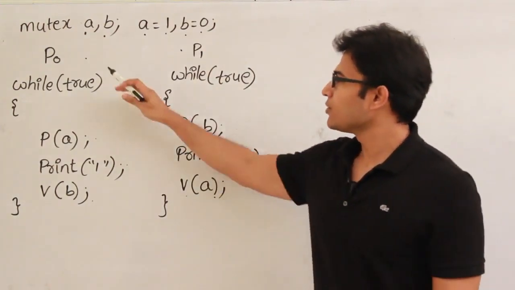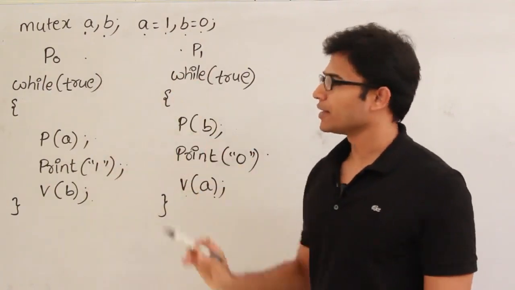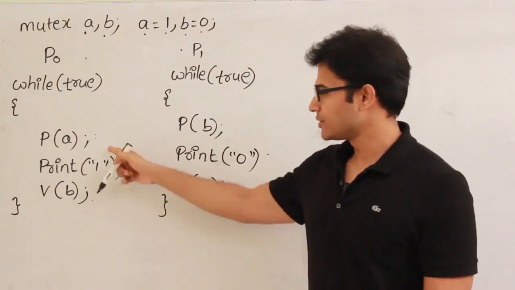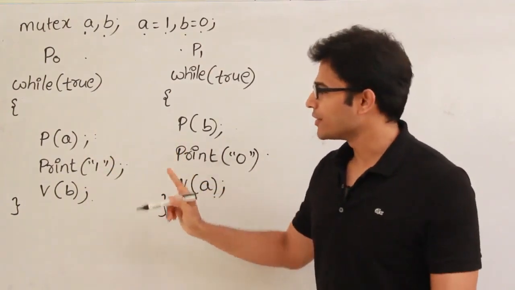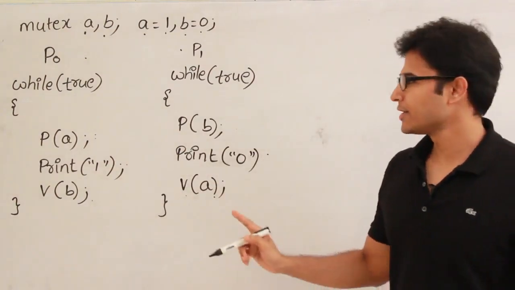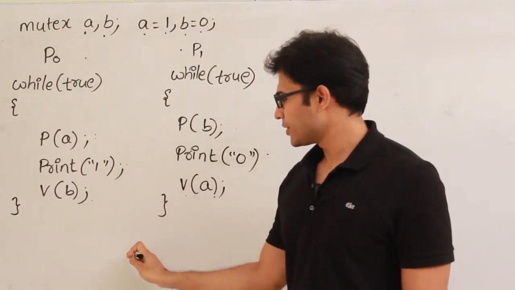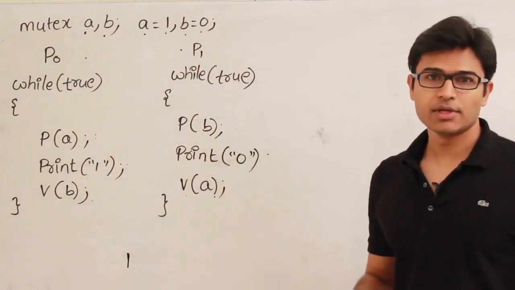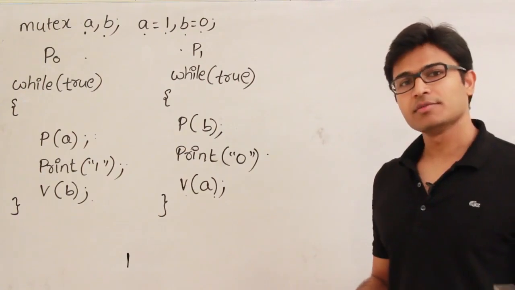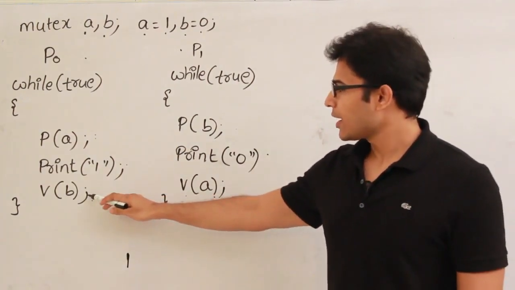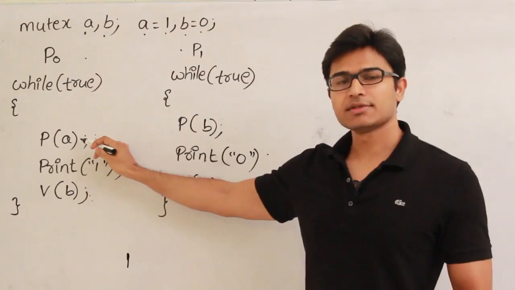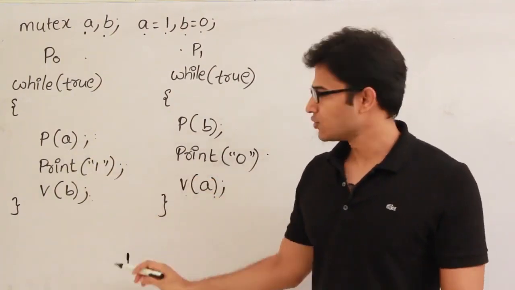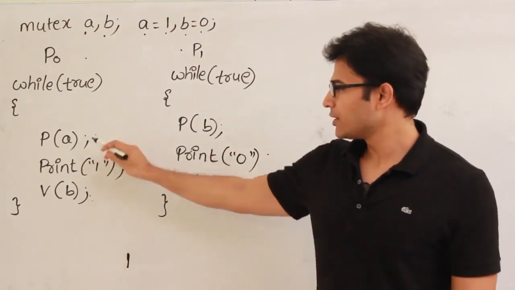See, now if P0 gets scheduled, then it will perform a down on A, which means it will make A as 0 and it will enter the critical section. Or don't call it critical section because it is not the common code. Then 1 will get printed, and after that it will perform an up on B. Initially B is 0, and performing an up on B with no process waiting on it will cause B equal to 1. Now even if it tries to enter again, since it has already made A as 0 earlier by performing the down, it will get blocked. So it will print only 1, and here it will get blocked.